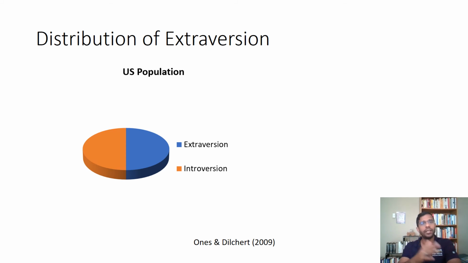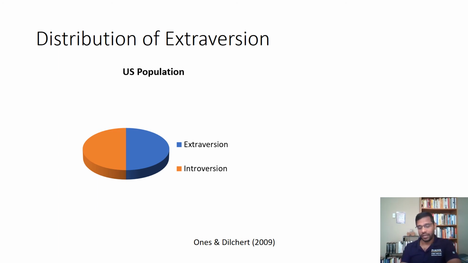But we will have about 50% extroverted, 50% introverted in the population. Now, how do you think the distribution is going to be amongst leaders? Do you think in the leadership population, we will have a higher percentage of extroverted individuals than introverted individuals? Yes? If you do, you are right. But how much higher? Is it going to be 50-50, 60-40, 70-30? How do you think it's going to play out?